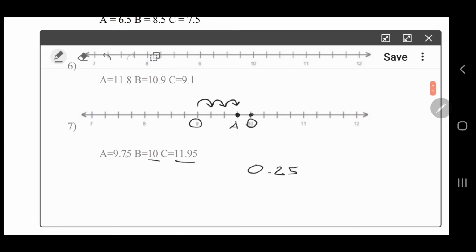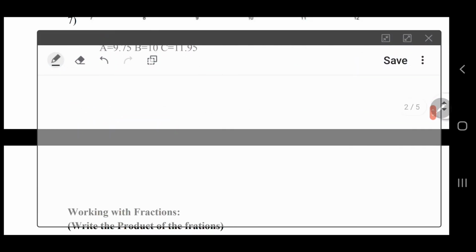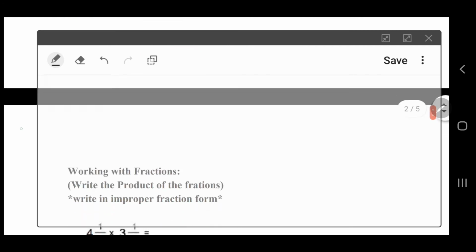And now we have 11.95. For 11.95, we can make a pretty good estimate of where it's going to be. It won't be specifically on one of these marks. It'll be somewhere in between these marks. We know 11.95 is pretty close to 12, so we can guess that it'll be about over here. Okay, so that would be C. Now moving on to the next section, which would be fractions.